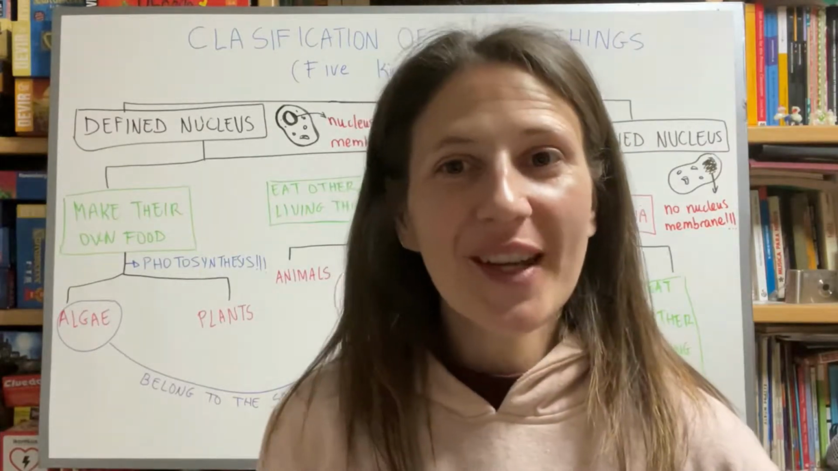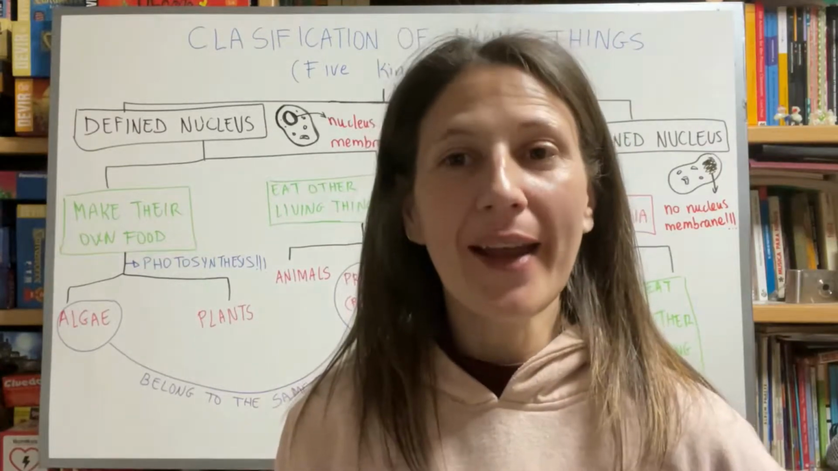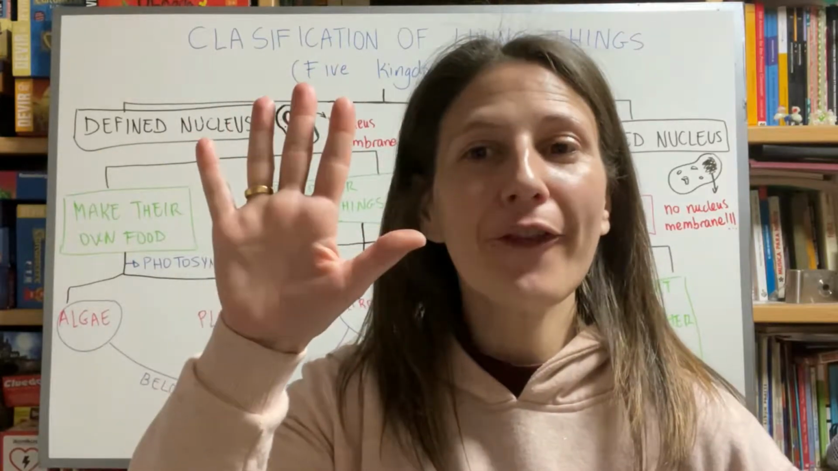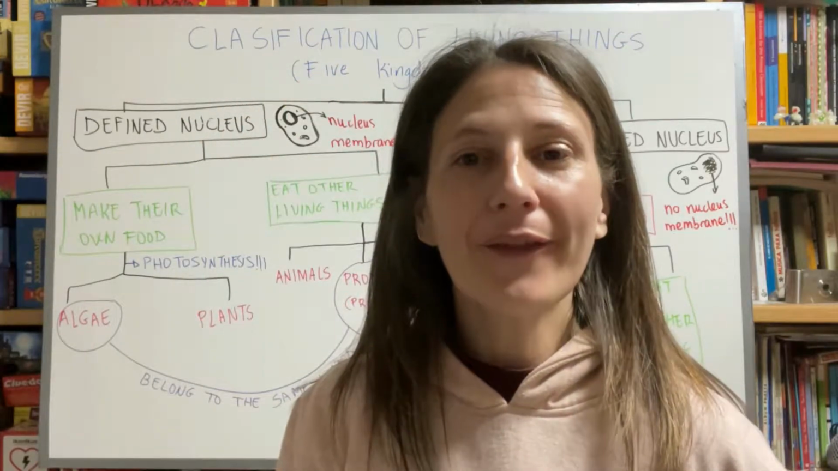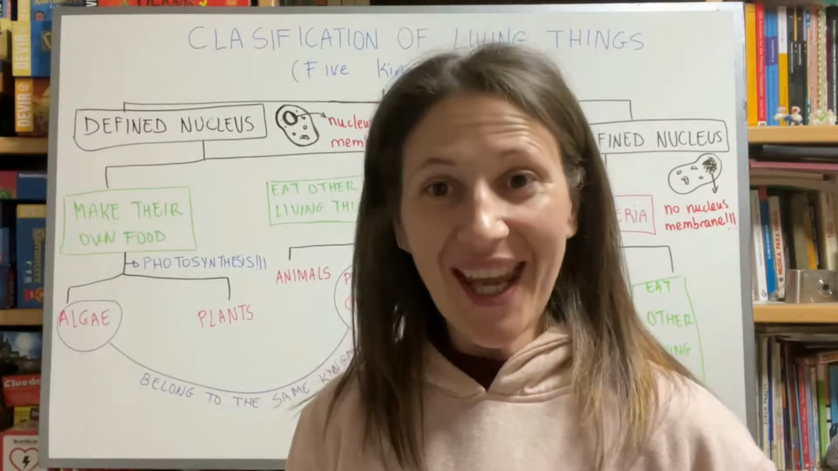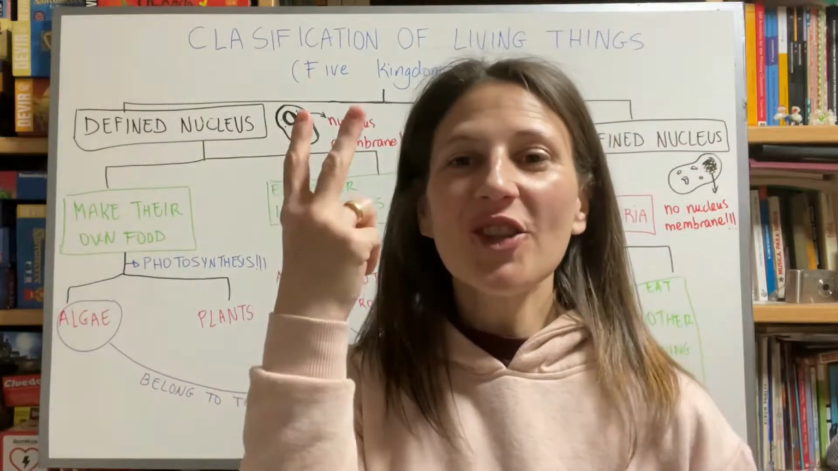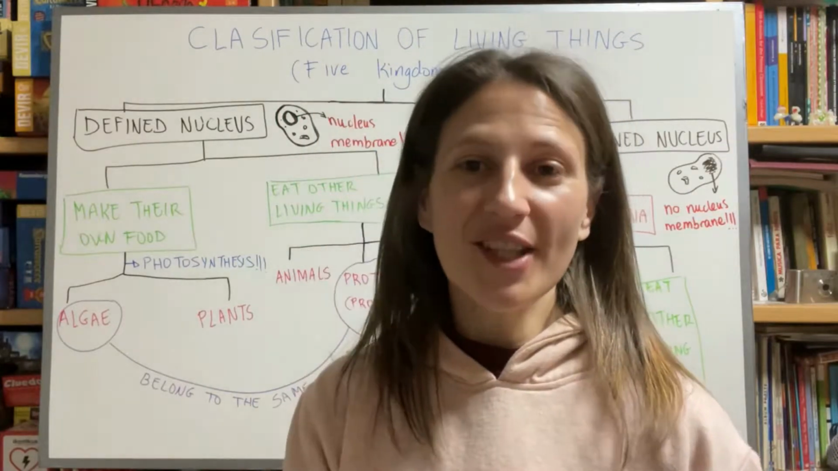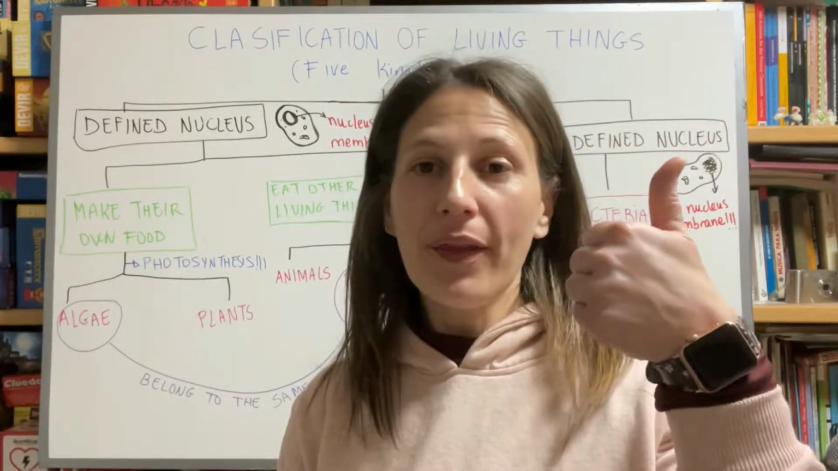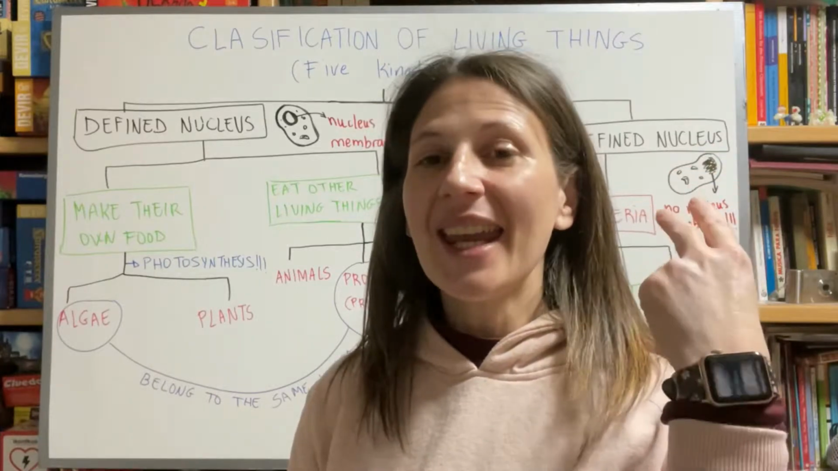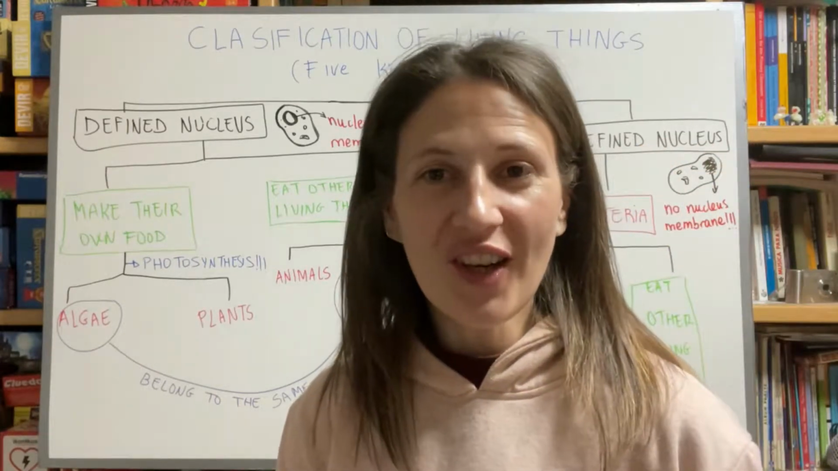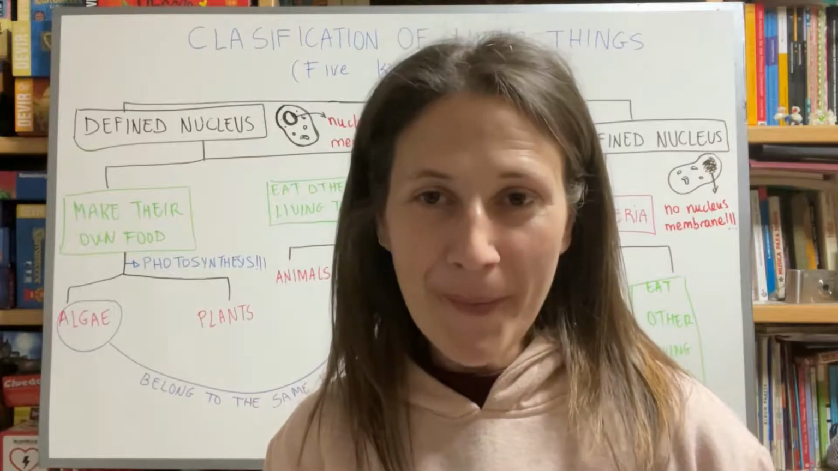In this lesson, we are going to learn how to classify living things into 5 kingdoms. The 5 living things kingdoms, okay? So to classify living things, we are going to attend to 2 main characteristics. One, the nucleus of the cells, and second, the nutrition of those living things, okay?